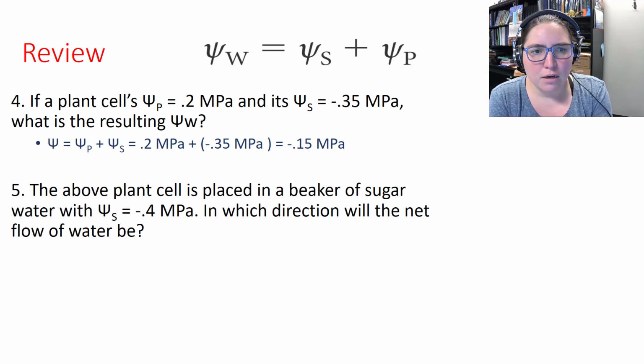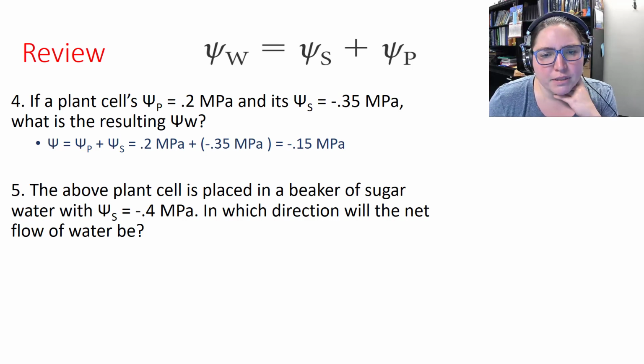So 0.2 plus negative 0.35 equals negative 0.15 megapascals. If we put that plant cell in a beaker of sugar water with the solute potential of negative 0.4, which direction will the net movement of water be, or which way will the water go?